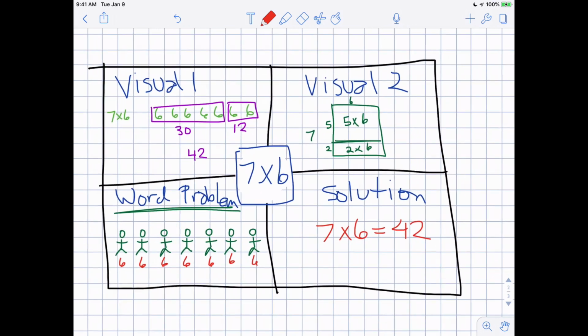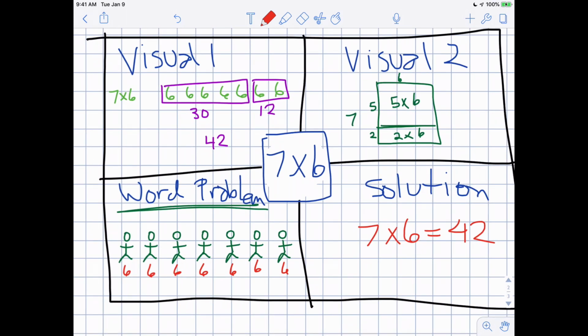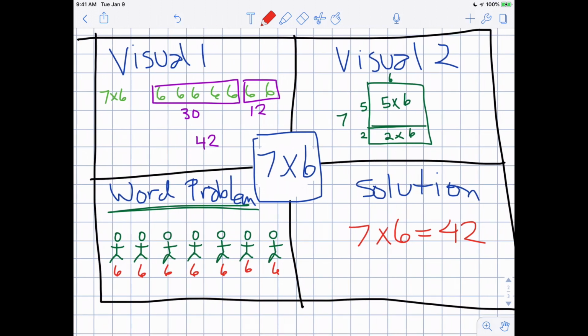And so this idea, Joe Bowler shared this with me, and it's called the diamond paper, is what she calls it. It's kind of like the Frayer model, but it's a way for students to see the same multiplication fact in a variety of different ways.